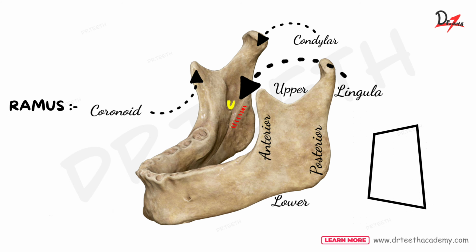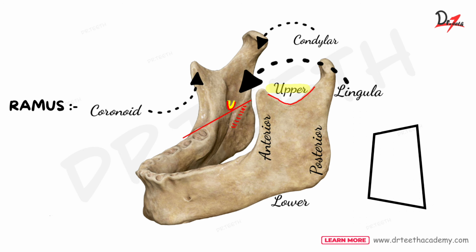If we draw a line at the center of the ramus, at the level of the occlusal surfaces of the teeth, we will see that the mandibular foramen lies a little above this line. The mandibular foramen leads into the mandibular canal, goes through the body of the mandible, and opens at the mental foramen. The upper border of the ramus is thin and is curved downwards, forming the mandibular notch.